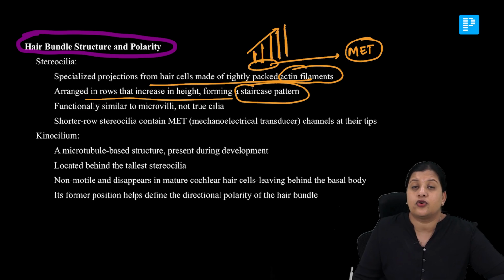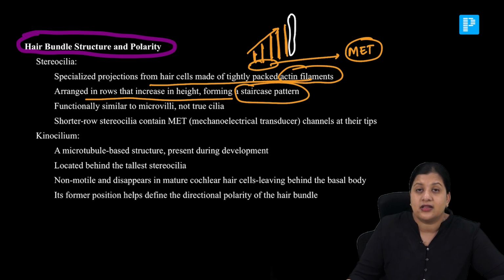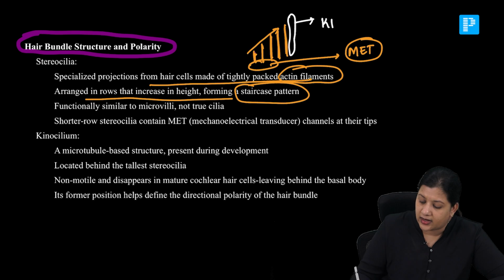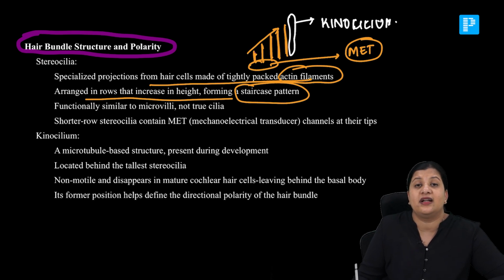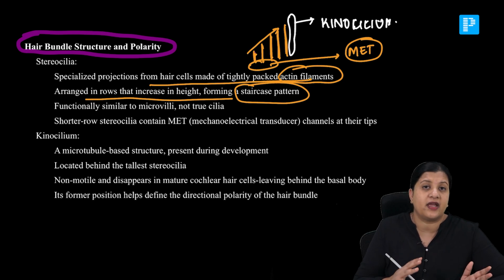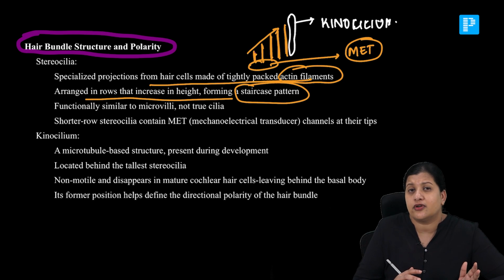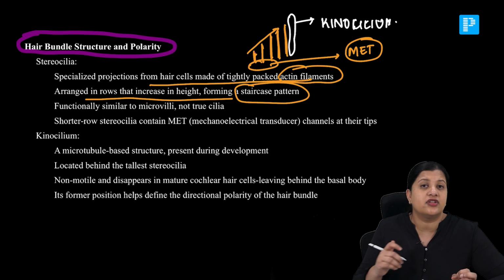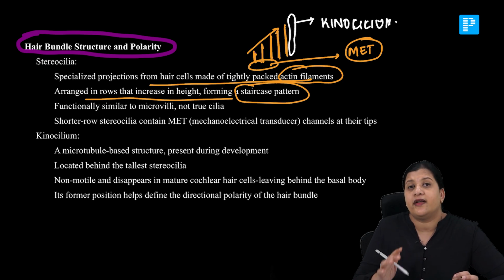Now across the tallest stereocilia, we have a tubular structure called the kinocilium. Why is the kinocilium so important for us? Because the direction of polarity, whether it is polarizing towards one side or the opposite side, will tell us where there should be an excitatory phase and where there should be an inhibitory phase in our inner ear. Where excitatory signals and inhibitory signals are given will depend on the direction of movement of the kinocilium.